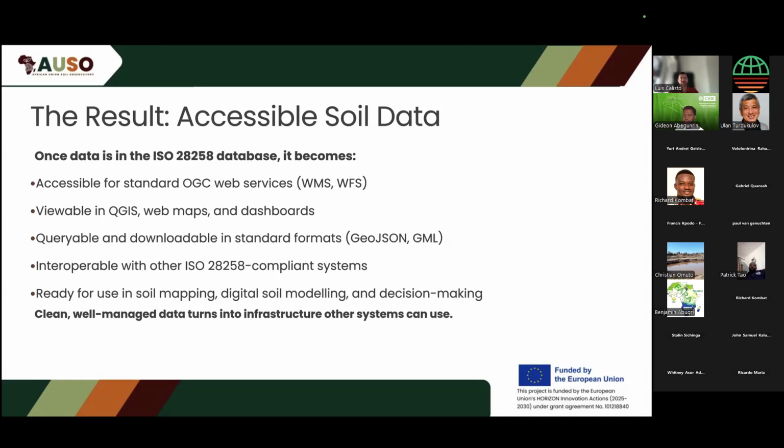Once the data is in a standardized database, it becomes accessible via OGC services. You can connect any map server, GeoServer, whatever tool you use to the database. You can connect dashboards, map viewers, QGIS, ArcGIS, whatever. So it's queryable, downloadable, interoperable, and this is important because, like I said, you connect different systems to the same database, and you can have different insights. Like Thaisa was also mentioning, it is ready to be used for soil mapping, digital soil modeling, decision making, etc. So clean and well-managed data can be turned into good insights, into a good infrastructure that others can use.